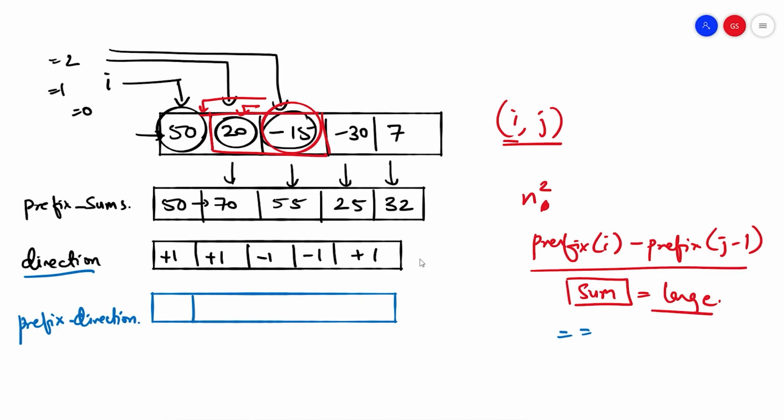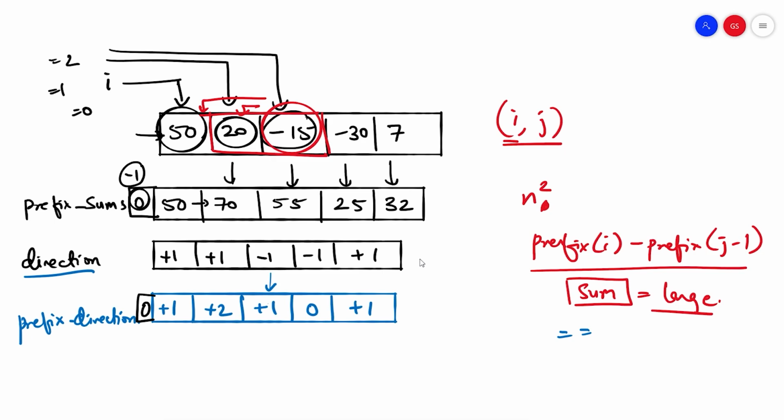Why did we do this? If you take the prefix of the directions, we get +1, +2, then -1 makes it +1 again, and then another minus which makes it 0, and then +1 which makes it +1 here. And there is another thing which is effective in all prefix sum arrays: at index number -1, or at an empty array, you have the prefix sum as 0. So over here again you have 0.